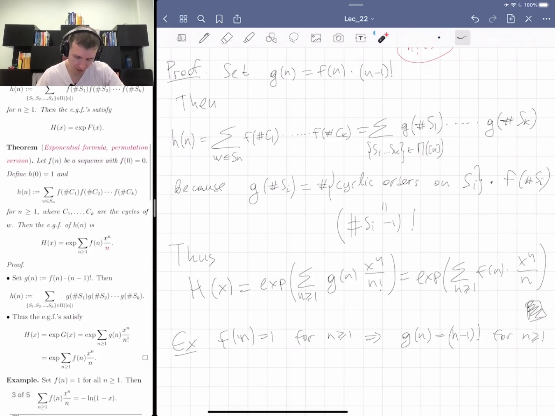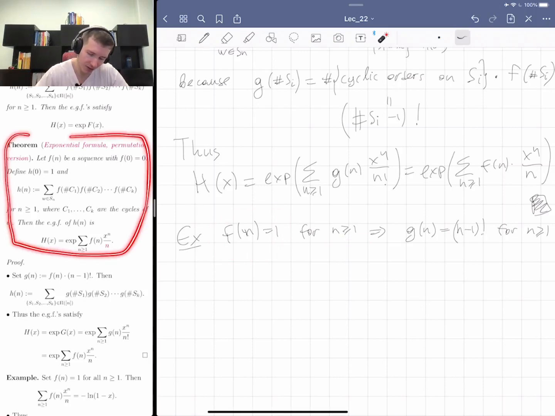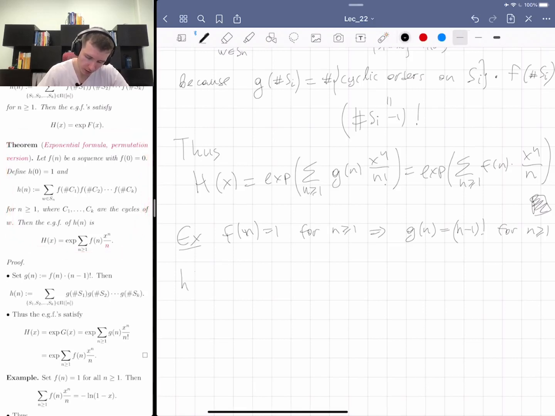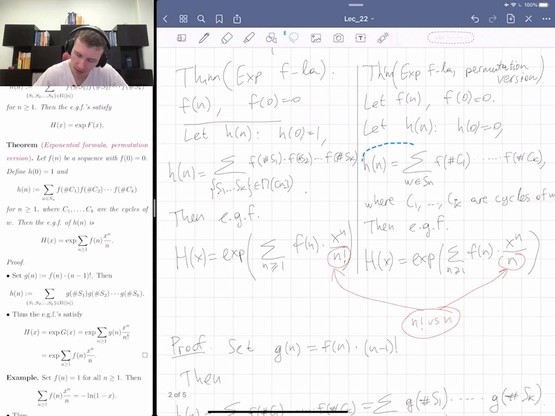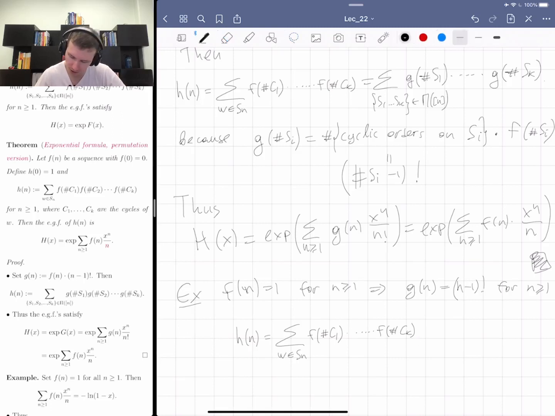This is kind of an interesting example, so let's see what happens. I set f of n to be equal to 1 for all n greater than or equal to 1. So let's just apply directly this formula here. h of n is this formula here, in which every term is equal to 1. So that's the sum over w in Sn of just 1, which is n factorial.